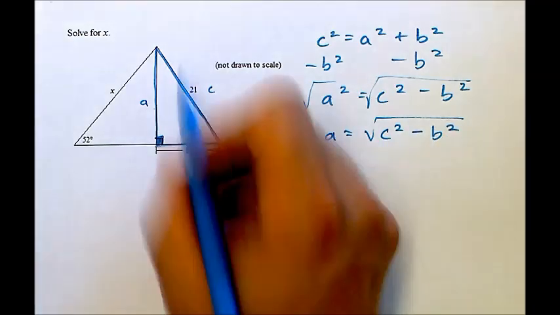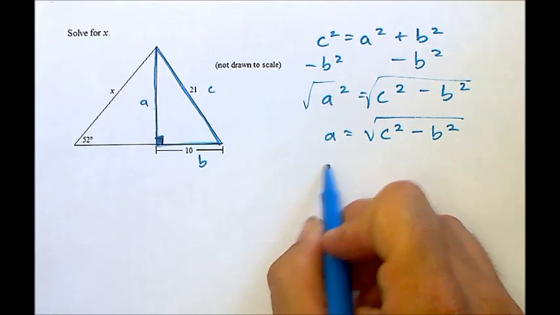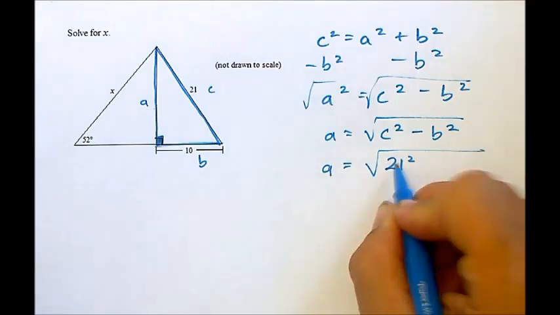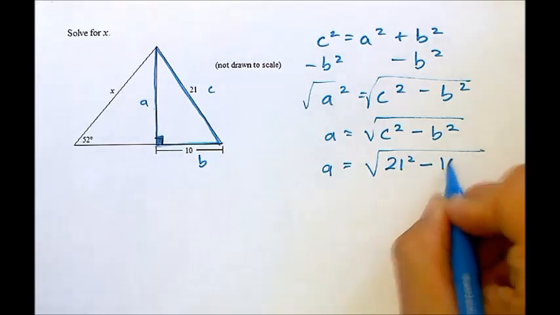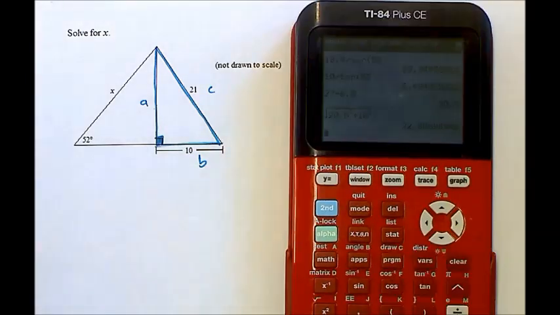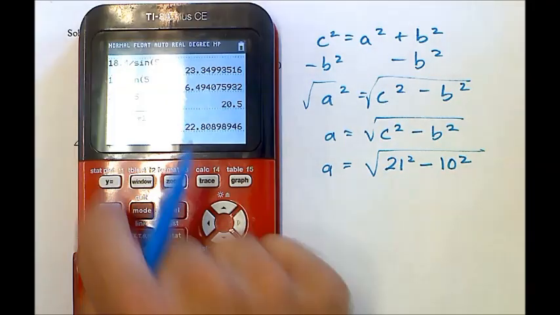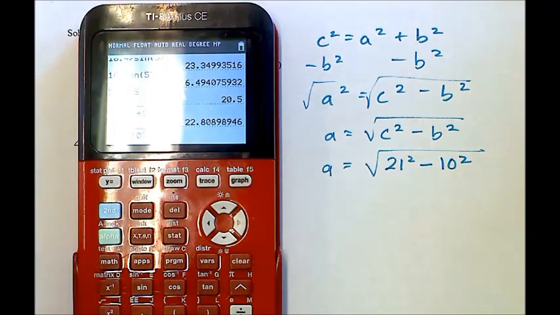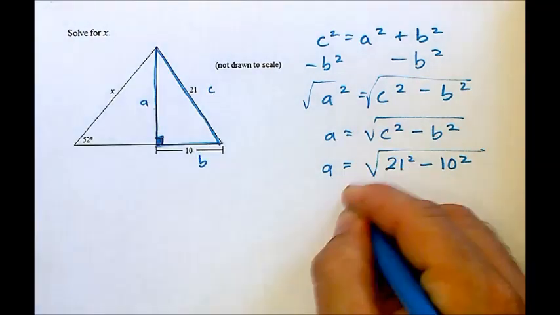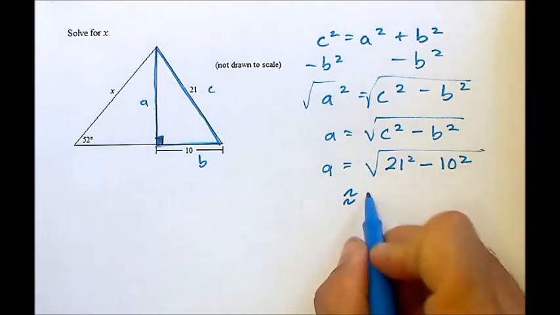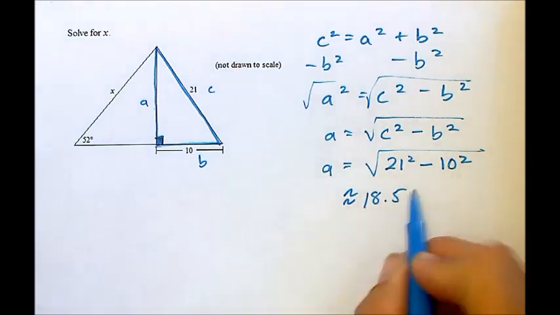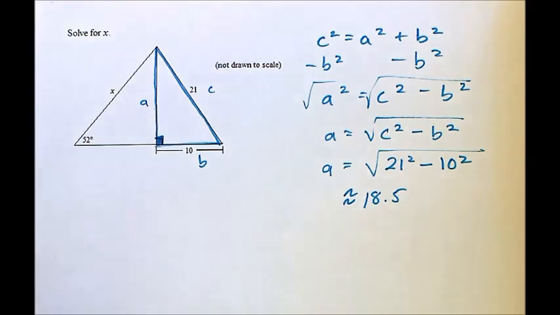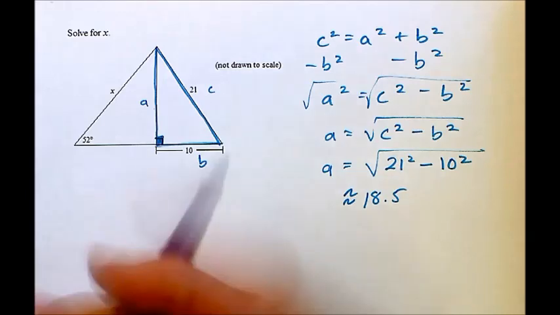Now let me put that in here and simply say a is equal to the square root of my c squared, which is my hypotenuse, minus my leg squared. Again, it makes it easier when we're calculating: square root of 21 squared minus 10 squared, 18.4. Let's call it 18.5. We are rounding up here. If you want to be more accurate, use more decimal places if that's what the answer choices are calling for. Now that tells me that this here is 18.5.